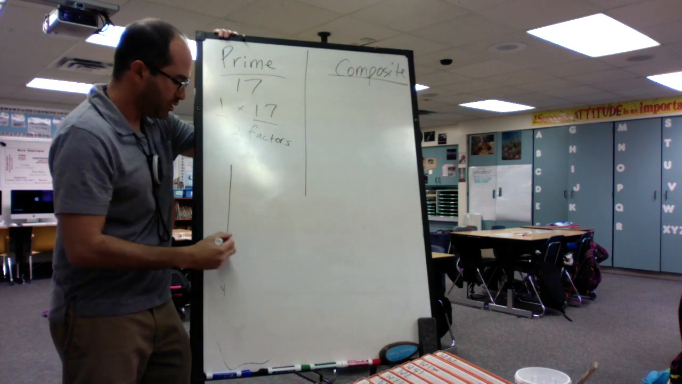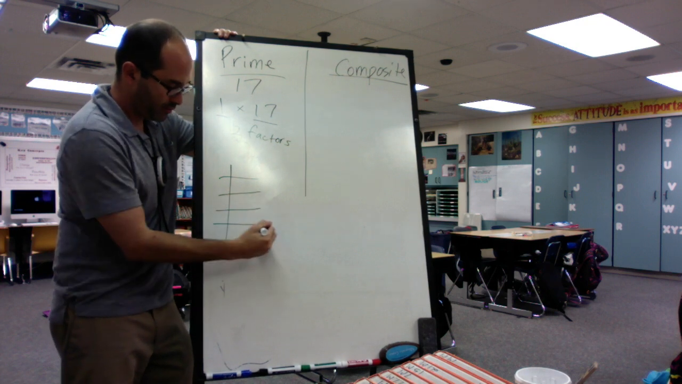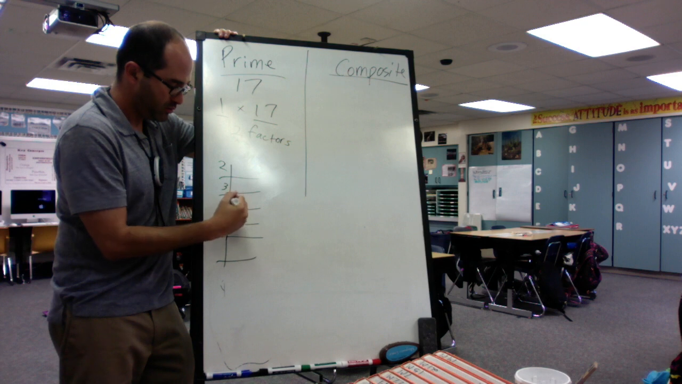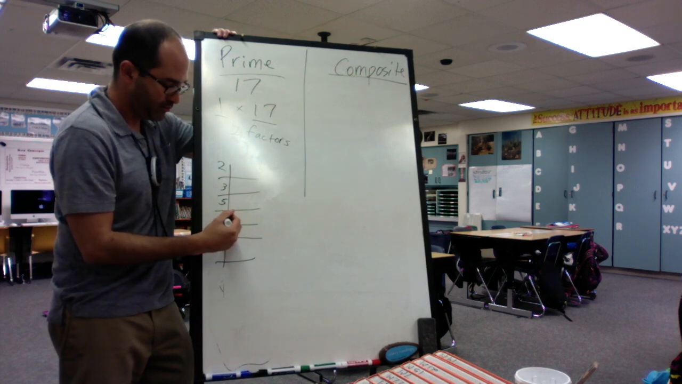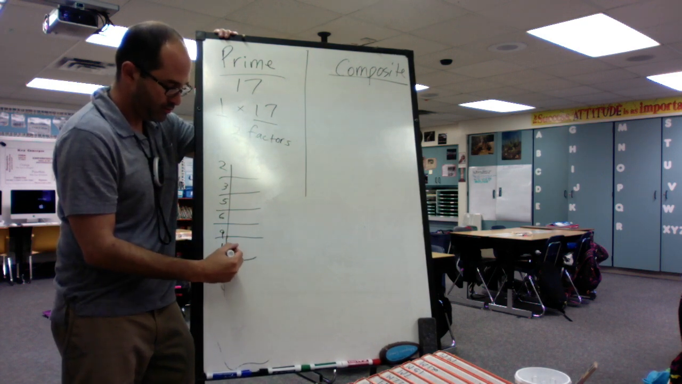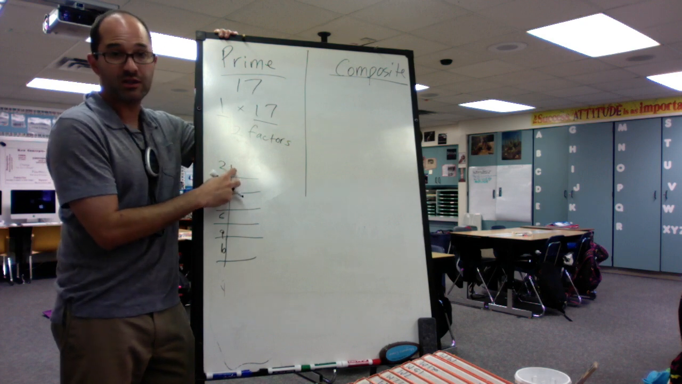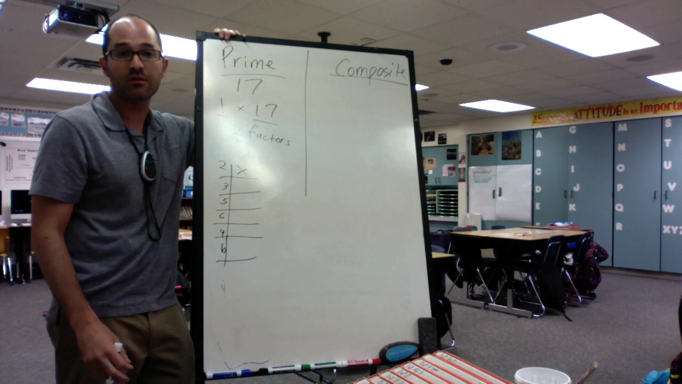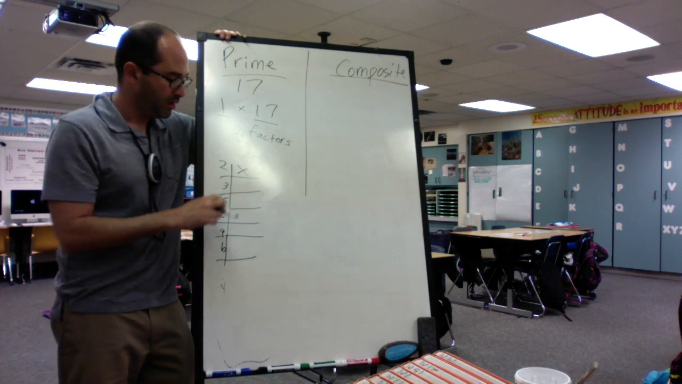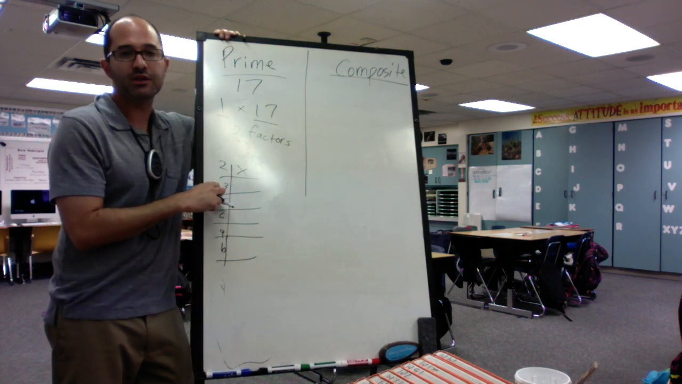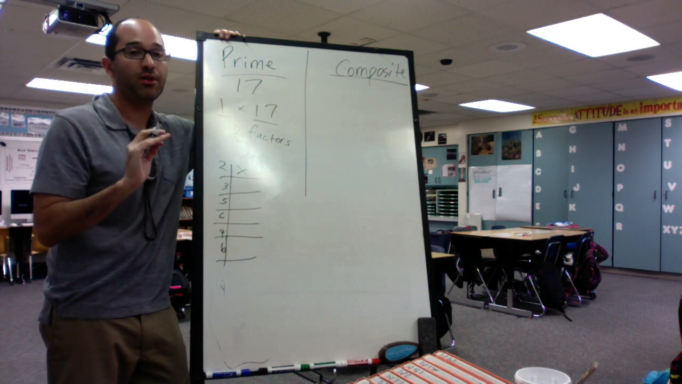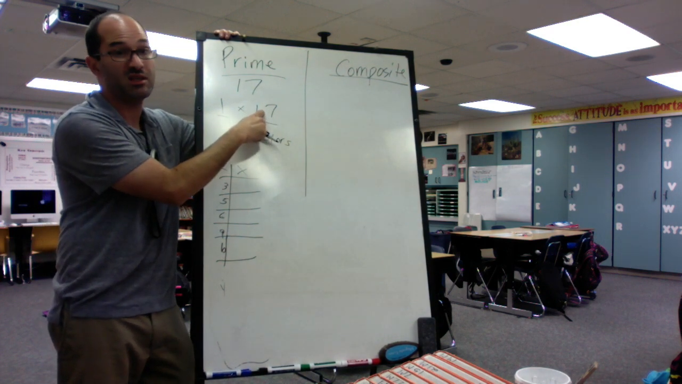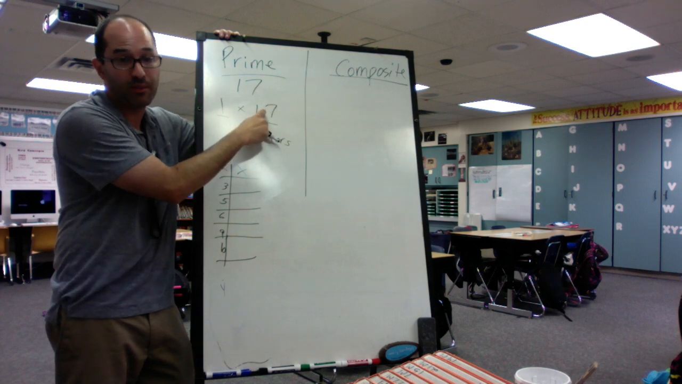And that makes sense because we use all our divisibility rules. It's not divisible by 2 because 17 is odd. It's not even, so 2 is not going to be a factor. The rule for 3 is you add the digits up, and if that sum is divisible by 3, then the number is as well. So I'm going to add the digits up. 1 plus 7 is 8, and 8 is not divisible by 3 because it's not a multiple of 3.